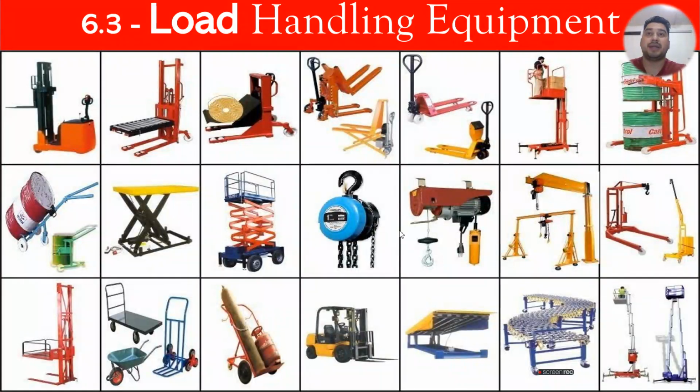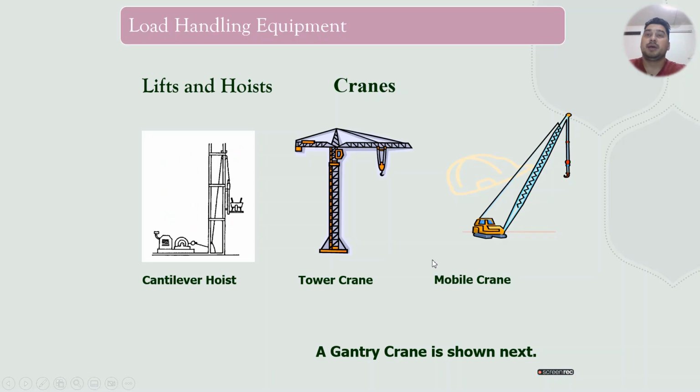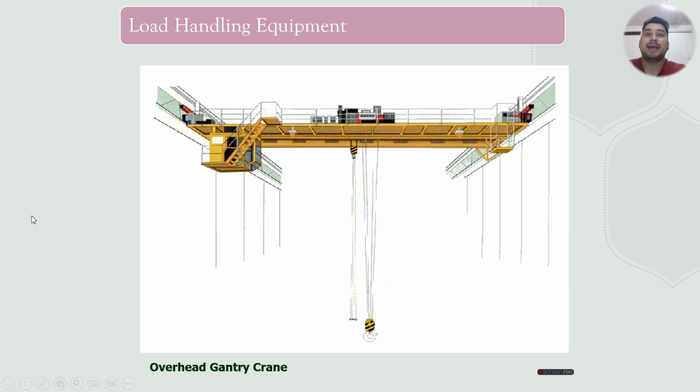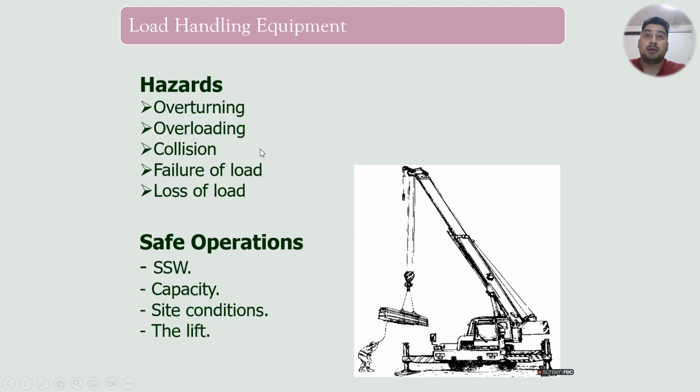Let's start our training. Element 6.3, load handling equipment. There are different types of load handling equipment such as lifts and hoists, cantilever hoist, cranes, tower crane, and mobile crane. A gantry crane is shown next. So these are the different types of load handling equipment. There is the overhead gantry crane.